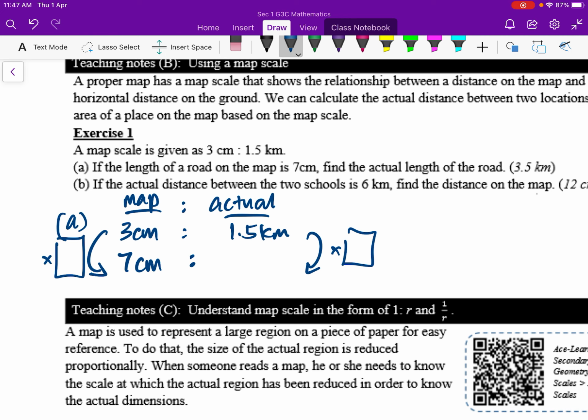So in order to go from 3 to 7, we multiply by 7, divide by 3. Okay, it's like the opposite. So you multiply by 7 over 3. Likewise, multiply by 7 over 3. Okay, so 1.5 times 7 over 3, you get 3.5 km. So our actual length equals 3.5 km. So this is one presentation that you can use.